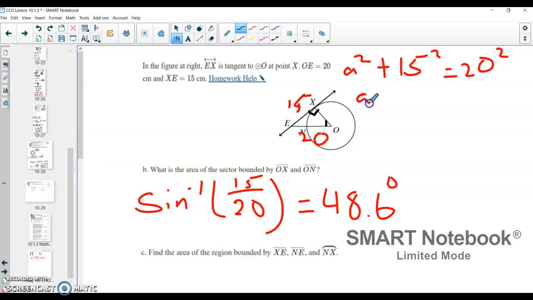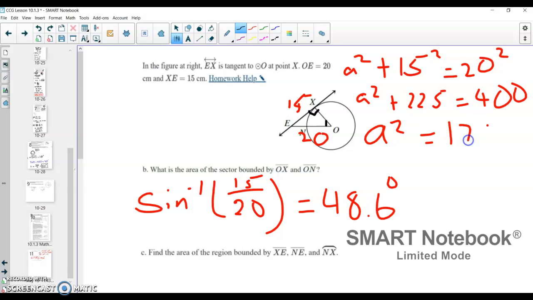So when I start working this out, I get a squared plus 15 squared, which on my calculator is 225, and 20 squared I believe is 400. I subtract this over and I do 400 minus 225 and I get 175. And if I square root both sides, I get, sorry, I gotta find my square root function. The square root of 175 is 13.2. So that length for A is 13.2, which is my radius.